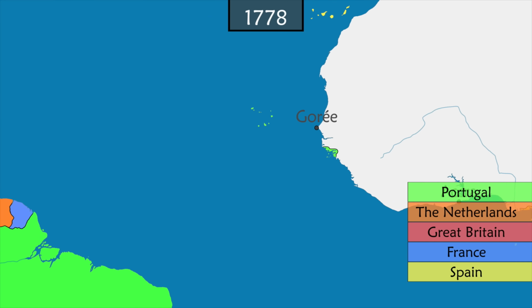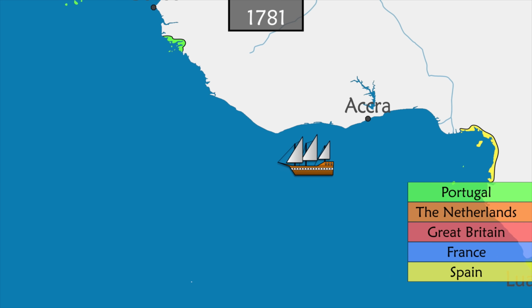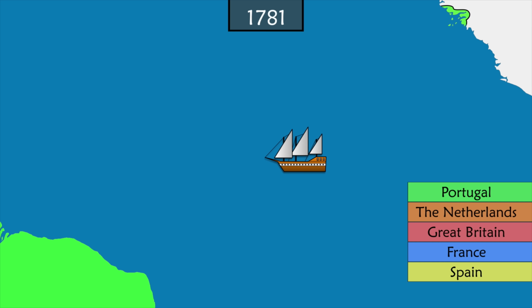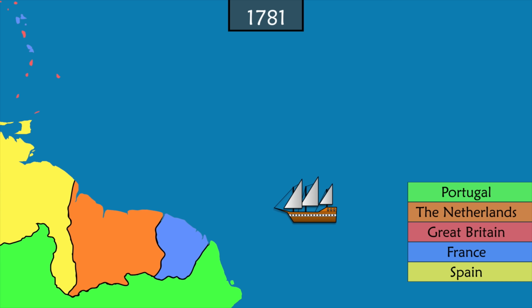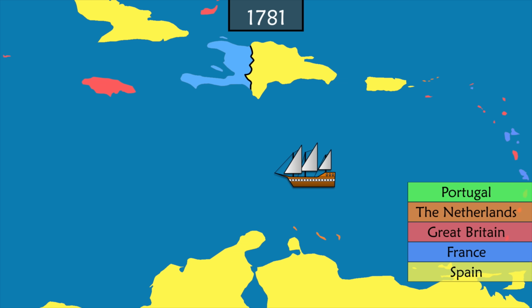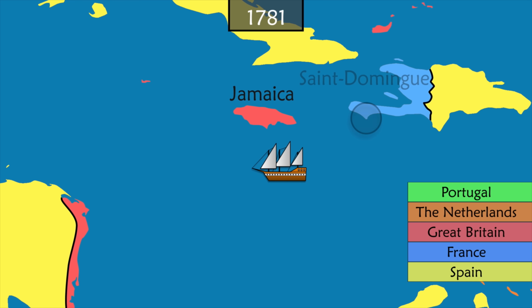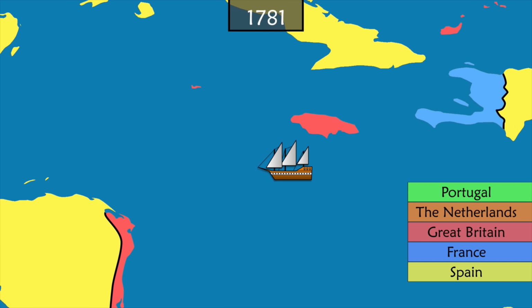In 1781, the British ship Zong, recently captured from the Dutch, leaves the coast of Africa with 442 slaves on board, twice as many as its capacity. After 2 months of sailing, the ship reaches its destination, the island of Jamaica. But the crew confuses the island with Saint-Domingue and continues westward.